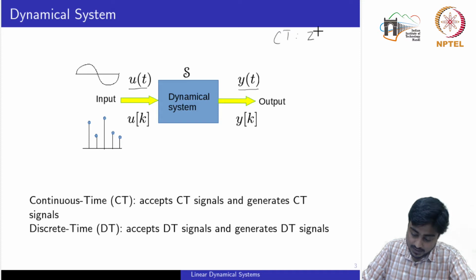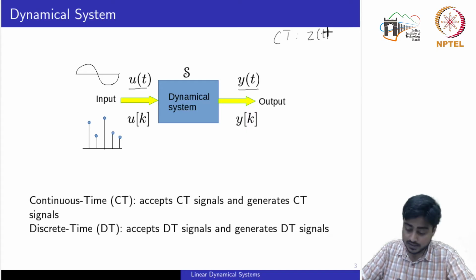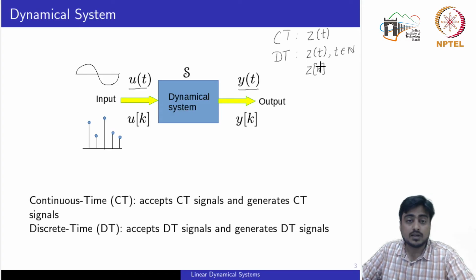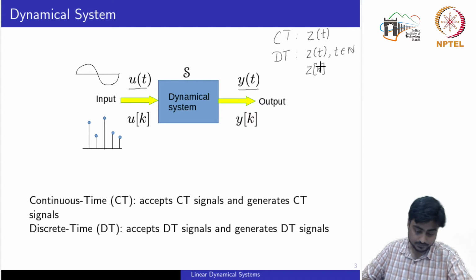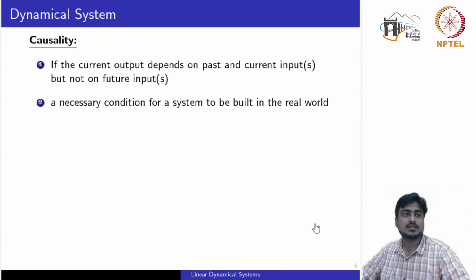Let's say the variable is z. If I denote it like this, z of t, it means that the system is in continuous time. Now if we are discussing discrete time, either we would be using the same notation z of t, but with the specific definition that t belongs to the integers, or z of k. Here k is implicitly understood to belong to the set of integers.